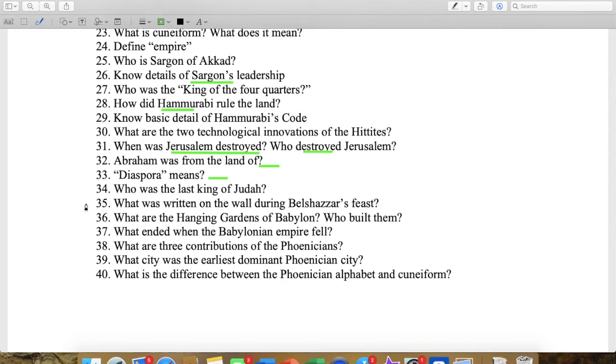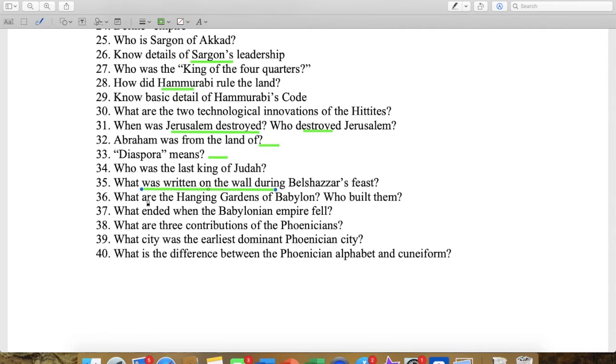What was written on the wall during Belshazzar's feast? Okay, so that's interesting because of the book of Daniel. So you might even need to go to the book of Daniel and find the chapter where the hand comes onto the wall and writes something on the wall. What are the Hanging Gardens of Babylon, and who built them?